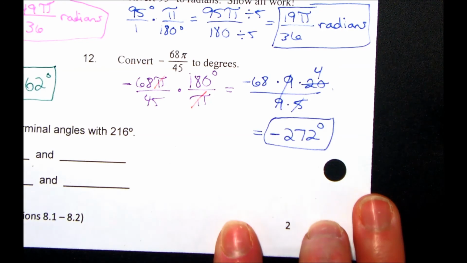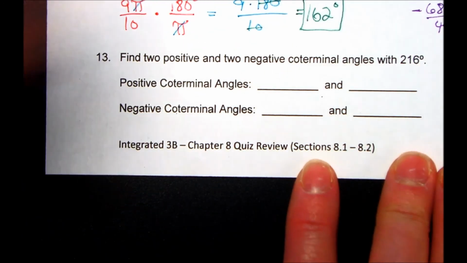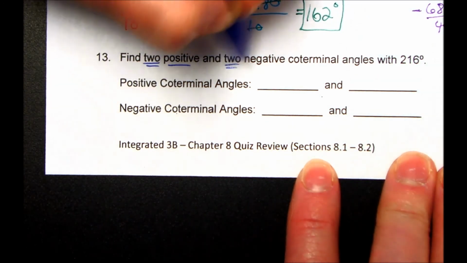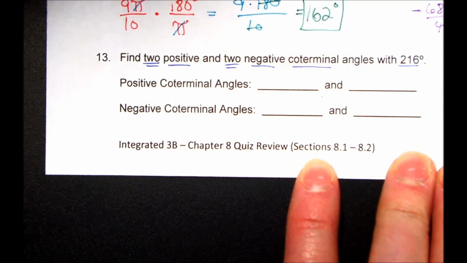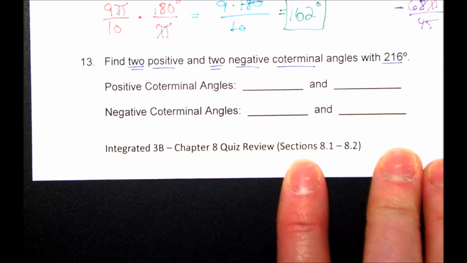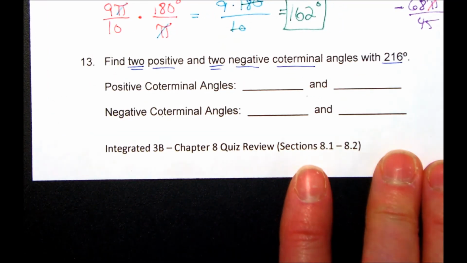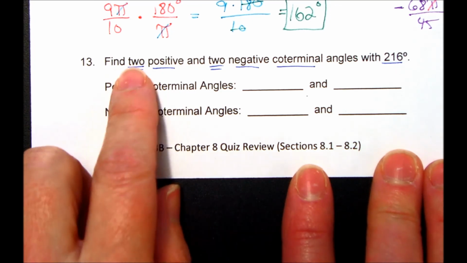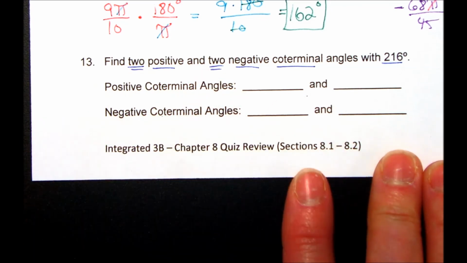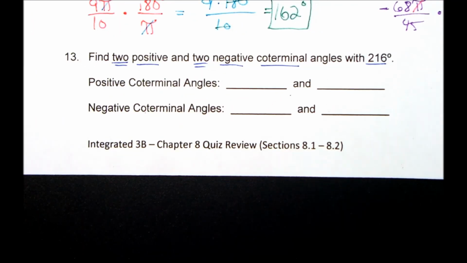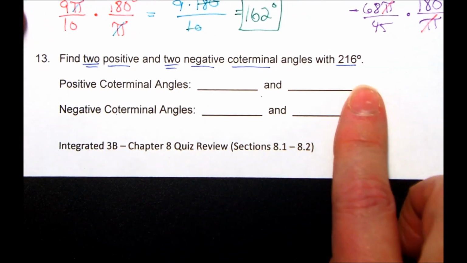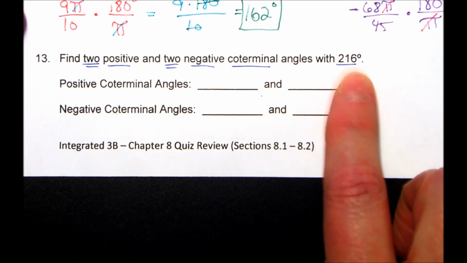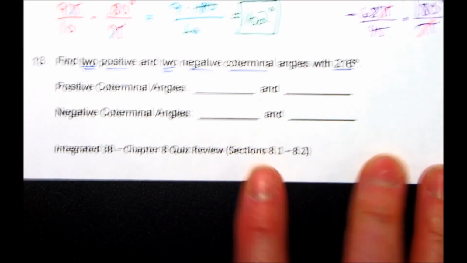All right, and then the last one here, you have to find 2 positive and 2 negative coterminal angles with 216 degrees. On the quiz, you'll only have to find 1 or something that's similar to this, but I wanted you to find 2 on the review just so that you can see how to find more than 1. So 216 cannot be one of our answers.